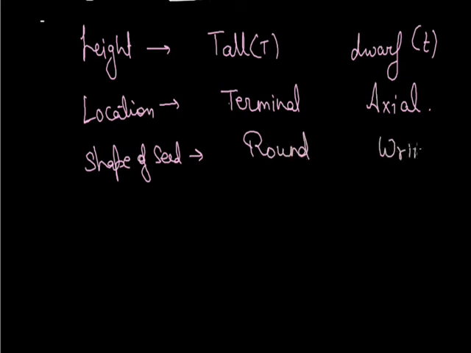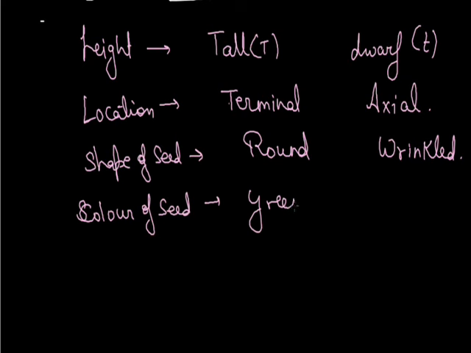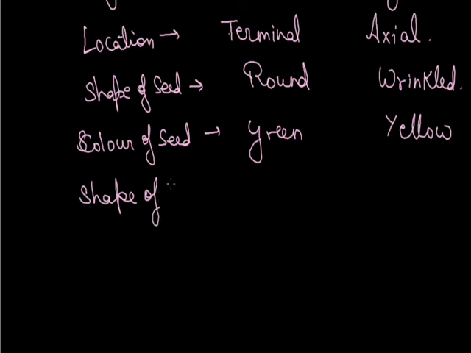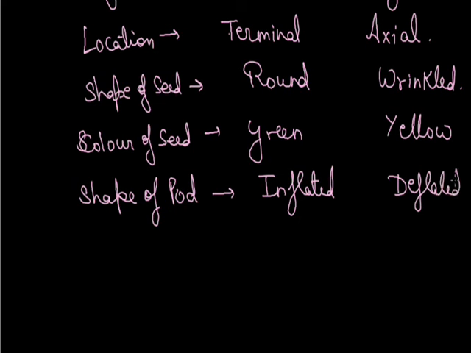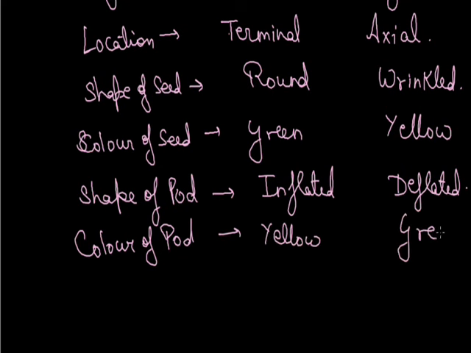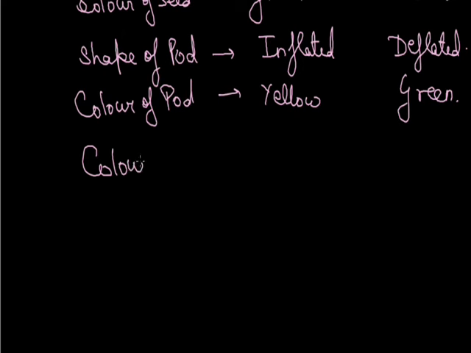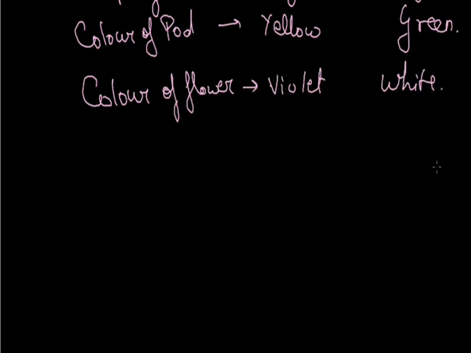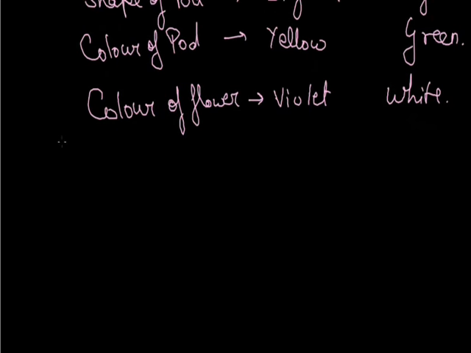and wrinkled. Next, color of seed, green and yellow. Shape of pod is inflated and deflated. Color of pod is yellow and green. Color of flower, violet and white. These are the seven characters which Mendel studied on pea plant.